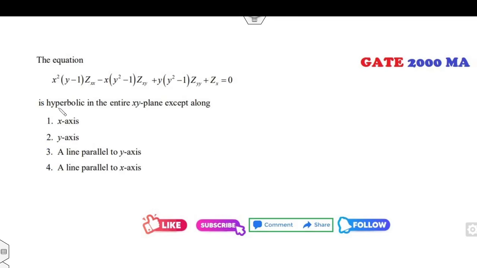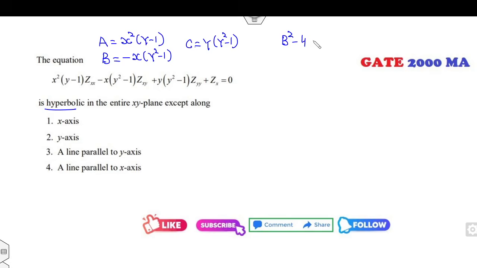Look at this another one. Again it's a parabolic, hyperbolic. What is my a? It's x squared into (y minus 1). b is minus x (y squared minus 1). c is y times (y squared minus 1). And for the hyperbolic, we know b squared minus 4ac is greater than 0. So b squared is x squared (y squared minus 1) whole squared, minus 4a into c, (y minus 1), (y squared minus 1). It must be greater than 0.